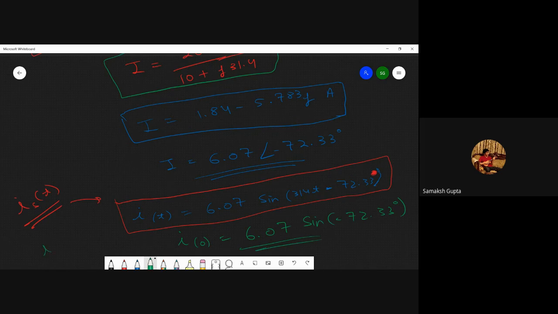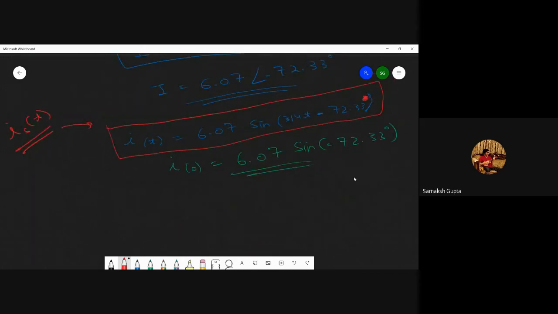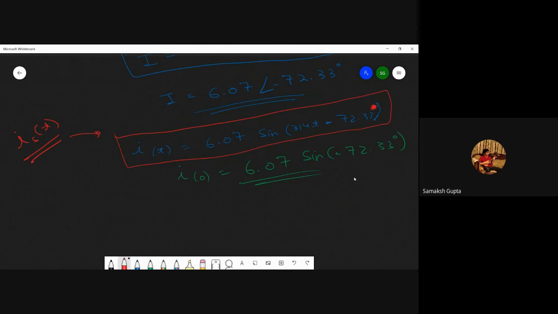At t is equal to 0, we had applied the source, but we are getting some value at t equal to 0, which should not be the case. We should have gotten a 0 over here. So that means that the answer we found is incomplete, and therefore we need to incorporate one more part to the current. That other part is the transient component.